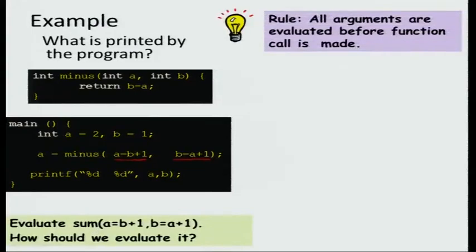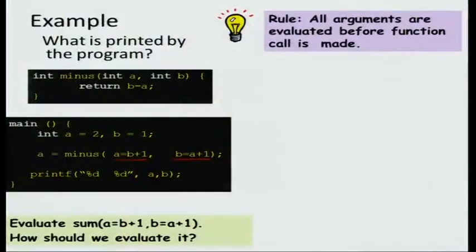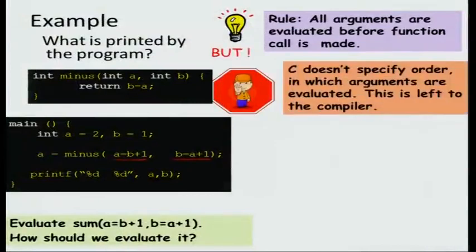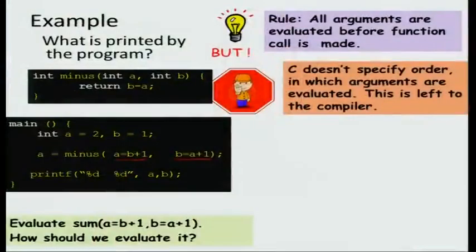So how should we evaluate it? The general rule is that all arguments are evaluated before the function call is made. So before the function is executing, we know that a equal to b plus 1 and b equal to a plus 1 both will be executed. But, and here is the major problem, we know that both have to be executed, but C does not specify in which order they have to be executed. So it is left to the compiler.